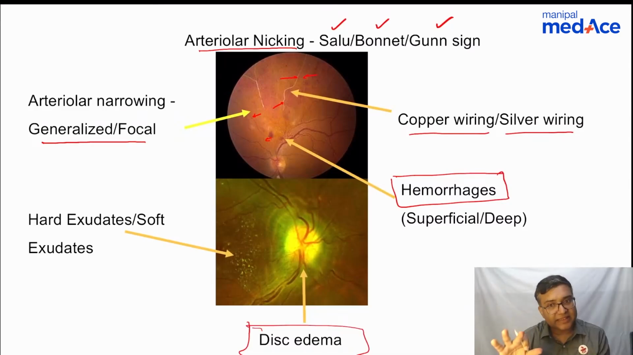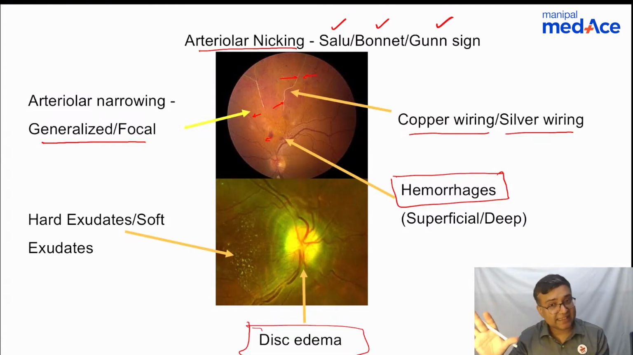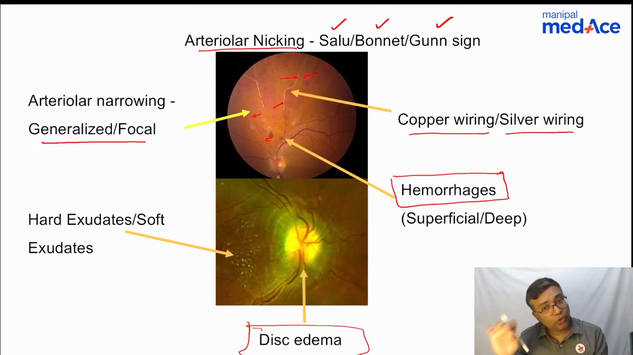So if there is a patient who has a blood pressure of 180 by 100 or 200 by 120, and they ask what finding you might get in the retina, you can get all these findings plus you can get a disc edema. If there is chronic hypertension, you can get generalized focal arterial signs, but if there is acute hypertension, you can have a disc edema there.